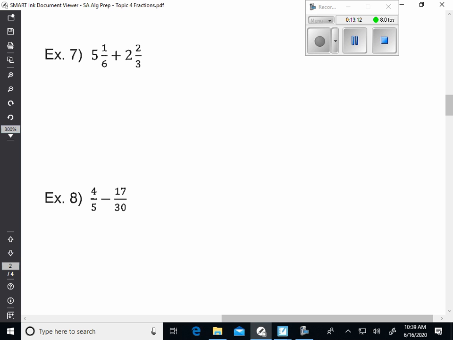So let's go ahead and look at example 7. Example 7, you've got 5 1/6 plus 2 2/3. So again, I'm going to go ahead and change my mixed numbers to improper fractions. 6 times 5 is 30, plus 1 is 31. 3 times 2 is 6, plus 2 is 8.